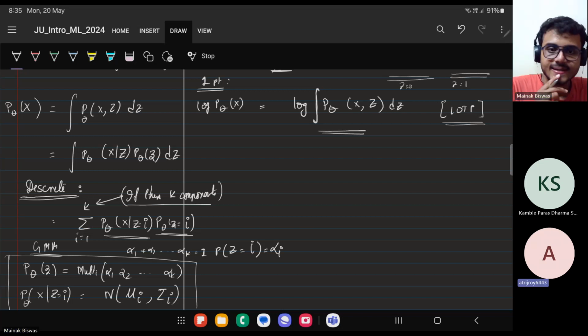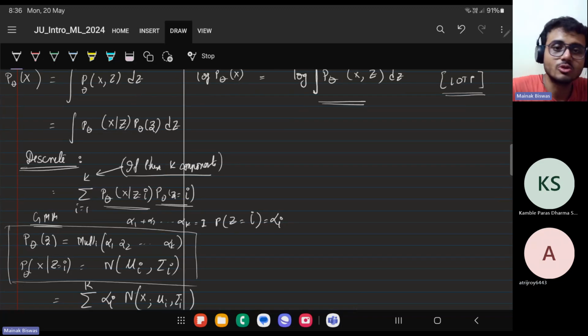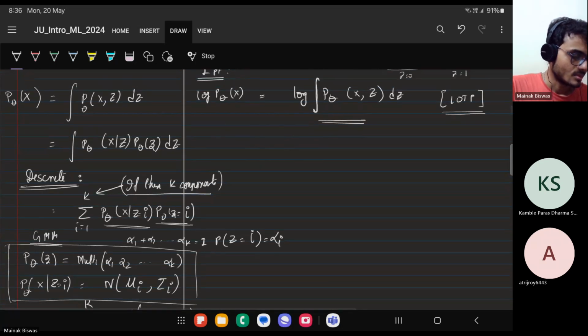You're just taking a weighted average of all the normal distributions. You're selecting which of the normal distributions you want to take. It's just like k-way classification, like we did in softmax regression. Yes, I remember.